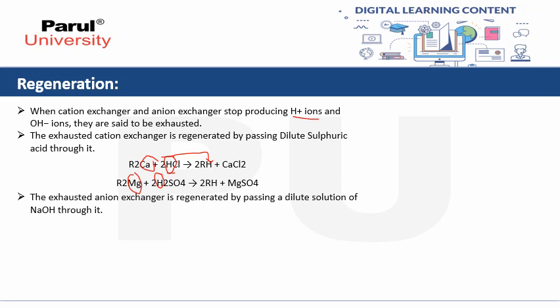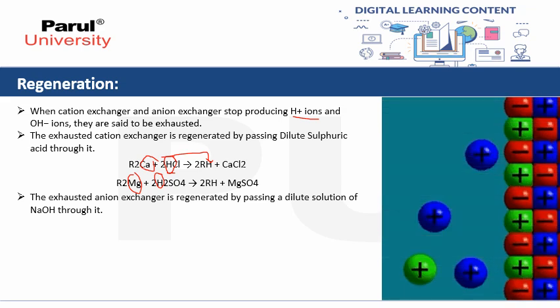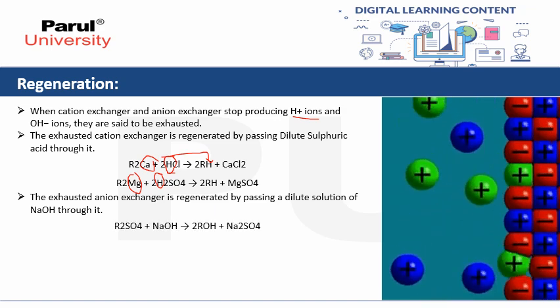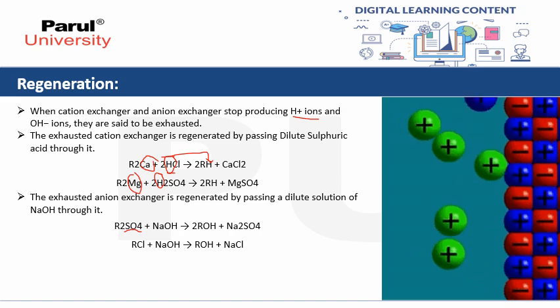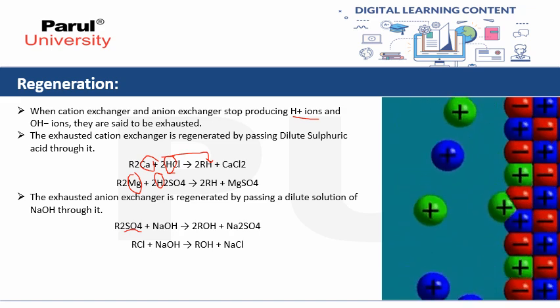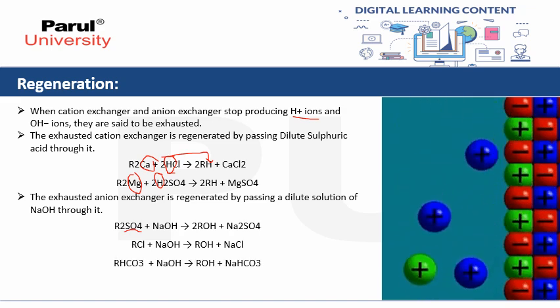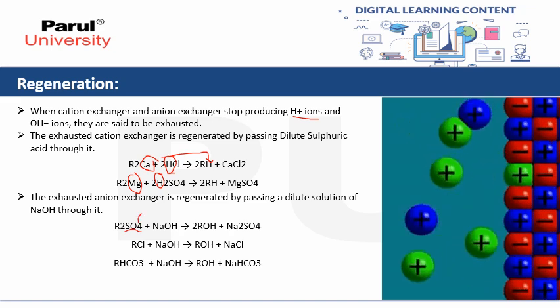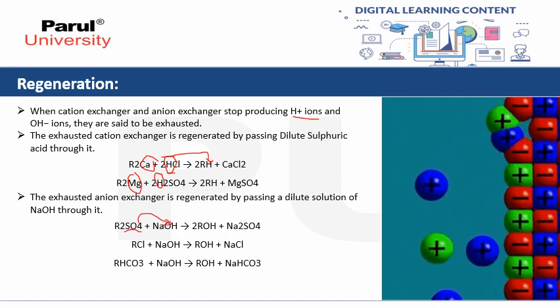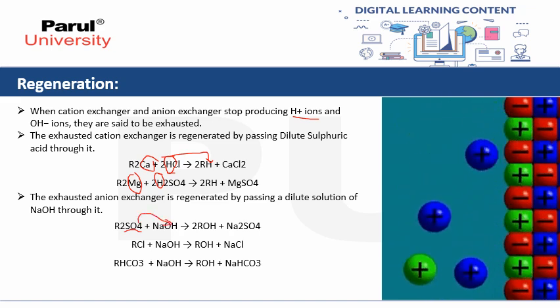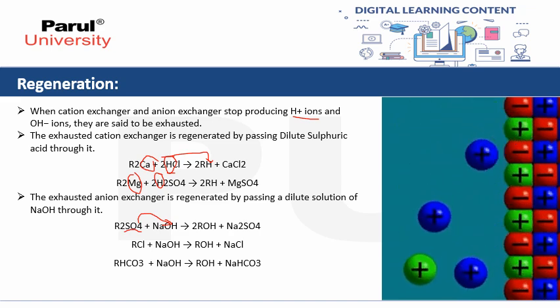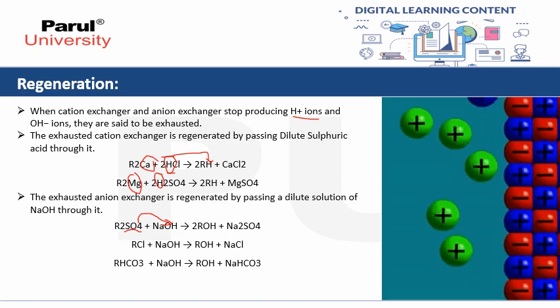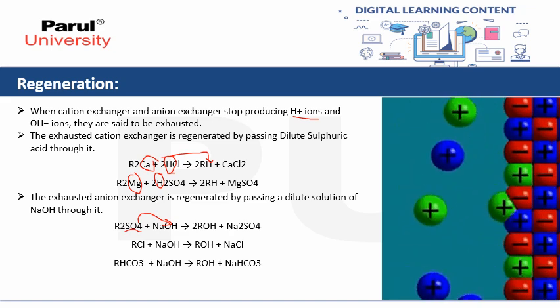The exhausted anion exchanger is regenerated by passing a dilute solution of sodium hydroxide through it. Therefore, the anion exchanger, which is exhausted and contains the sulfate or chlorine ions, they are replaced by the OH minus ion and the anion exchanger is again regenerated. As shown in the image, the anions are replaced again and regenerated again.